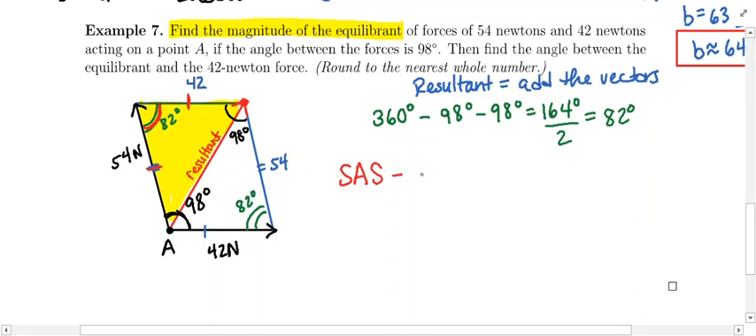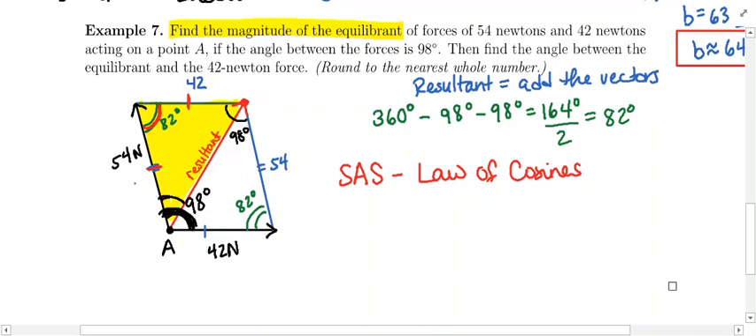Let me jot this down. This is a SAS case. We're going to use the law of cosines. Let me put some vertices on here. We're already calling this point A. This 98-degree angle is angle A. Or actually, hold on. When this is point A, this angle right here is 98 degrees. If we're looking at this triangle, this would be angle A in the triangle.